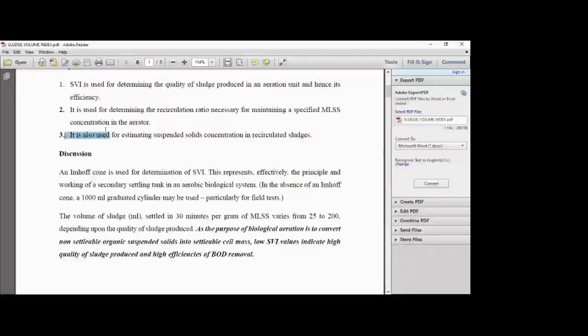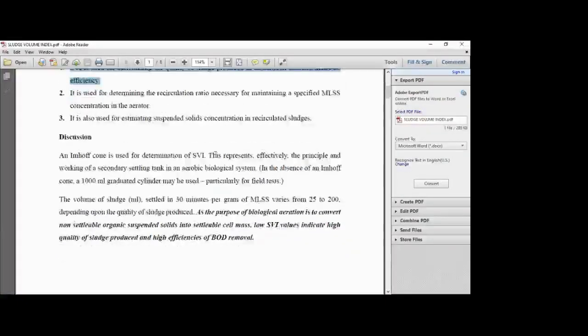It is also used for estimating the suspended solids concentration in the recirculated sludge. Same thing here: once you find the recirculation ratio, on the basis of it you will estimate the suspended solids concentration in the recirculated sludge. It is interlinked, but basically SVI is very important to find the quality of the sludge produced, and on the basis of SVI you can tell the efficiency of the aeration that has happened.